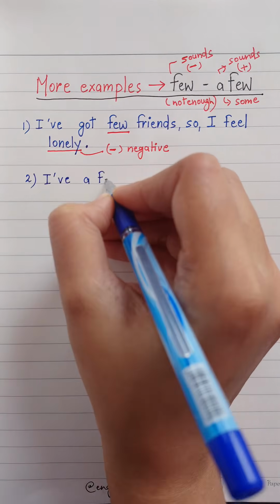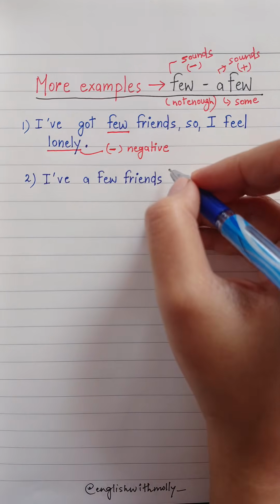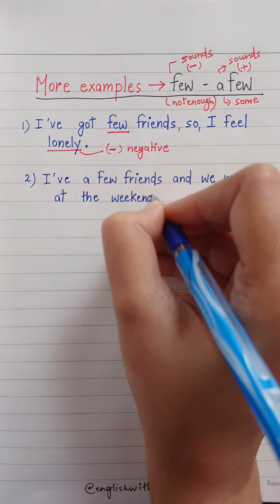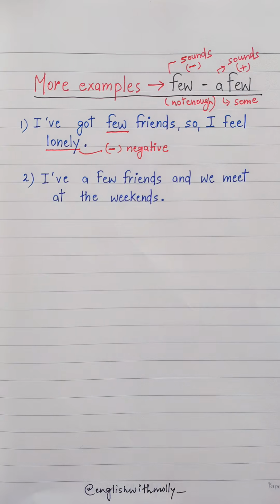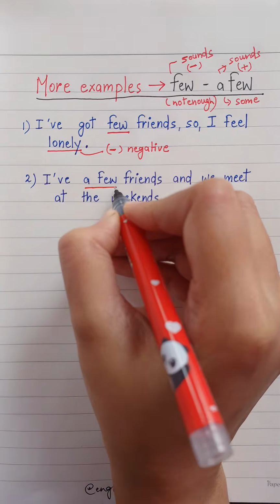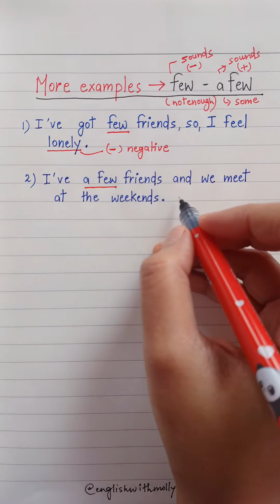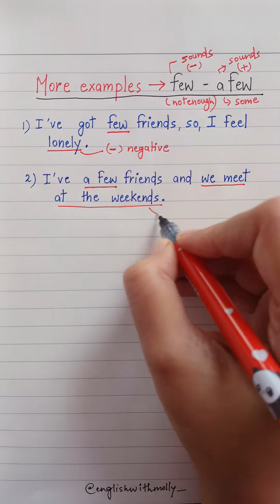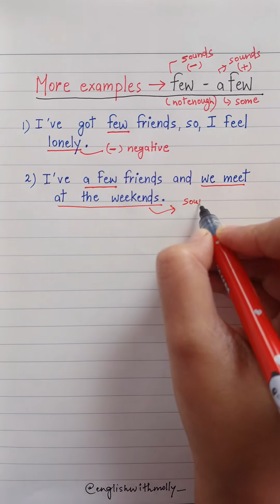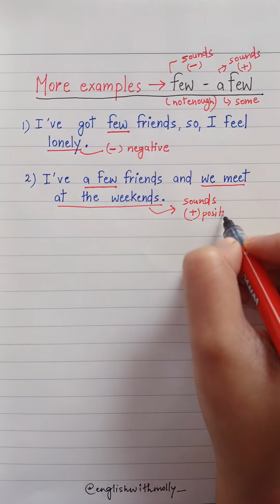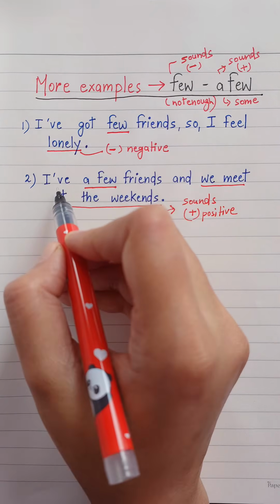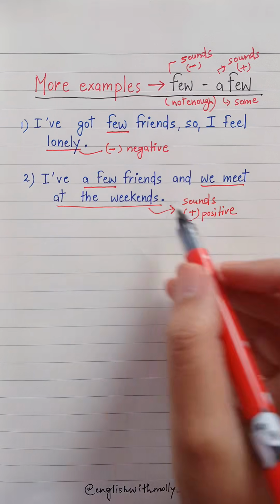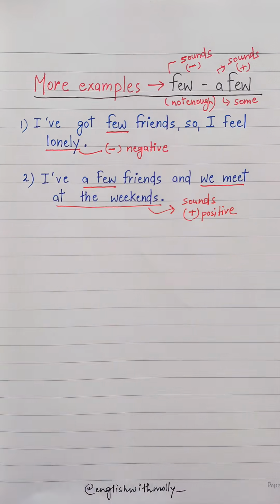Example number 2. I've a few friends and we meet at the weekends. Now, in this sentence, we have got a few. And as we can see, we meet at the weekends sounds positive. Of course, it is positive that you have got some friends. A few means some, therefore, a few is the correct answer.